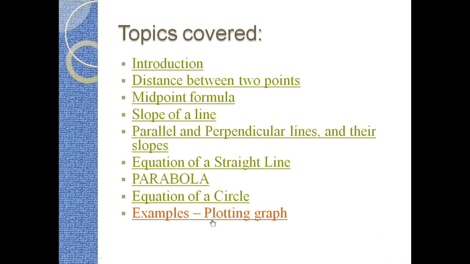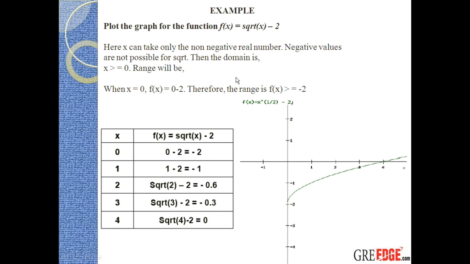We are going to see some examples for plotting graphs. Let us see f of x is equal to square root of x minus 2. Now what are the values that x can take here? X can in general take any real numbers, but here the square root is asked, and for a square root it cannot take negative values. Square root of a negative number will be an imaginary number. So we are only dealing with positive values. So x is all positive real numbers. The domain for x is greater than or equal to 0.